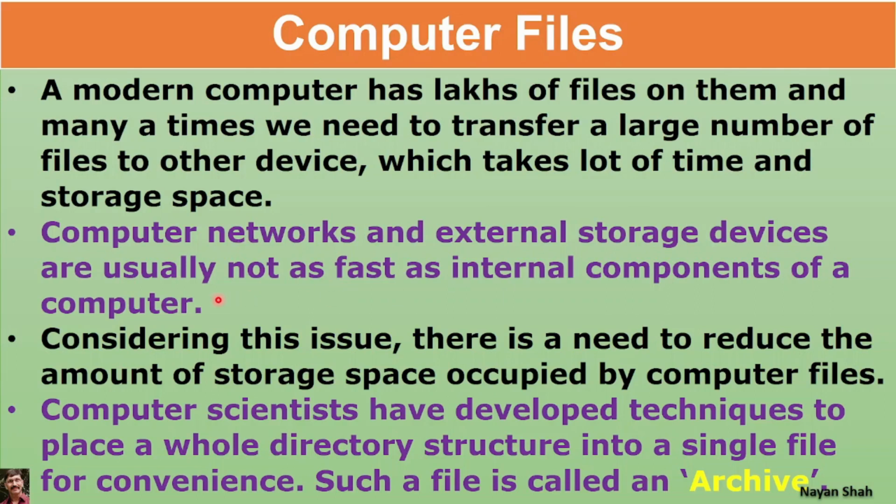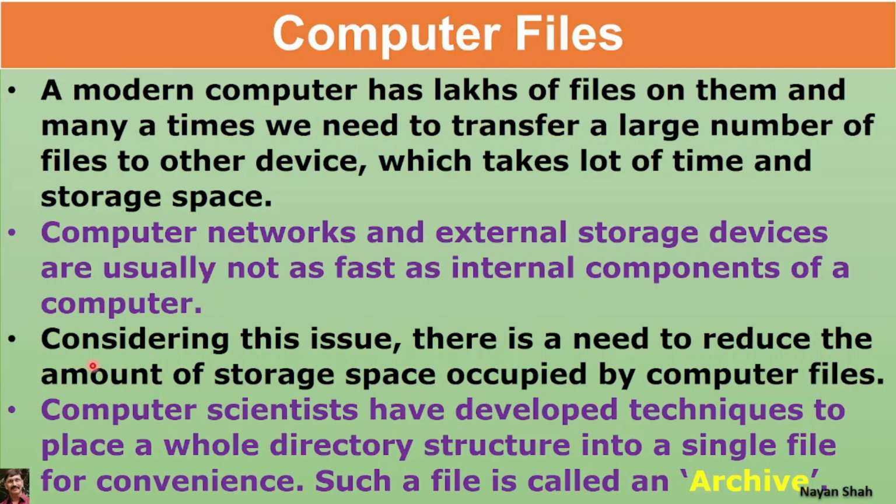So if you are copying something from your C drive, hard drive, to another drive, that is D drive, in the same computer, then it is very fast. If you copy something from C drive to D drive in the same hard drive in the same computer, that copy paste process is very fast. But when you do it on a network computer or on an external storage device like a pen drive or any other device, it is not as fast compared to internal components.